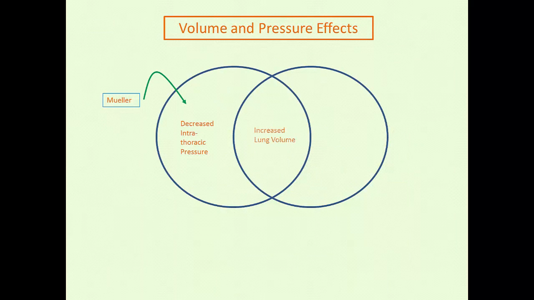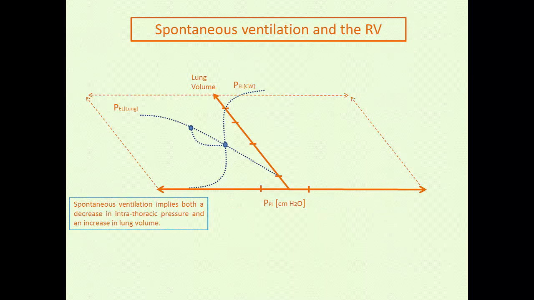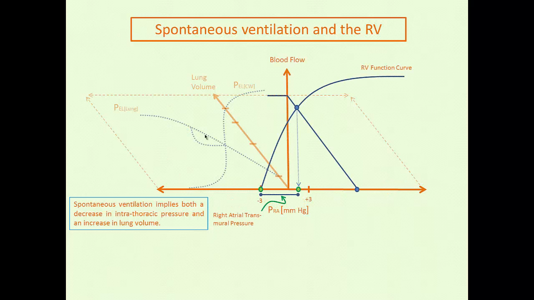So that was talking about the Mueller maneuver, just only a decrease in intrathoracic pressure. If we tack an increase in lung volume on top of that and analyze the effects, well, that's a spontaneous breath. And so looking at spontaneous ventilation in the right ventricle, this implies both a drop in intrathoracic pressure and an increase in lung volume. So looking at this on the Campbell analysis, you're dropping intrathoracic pressure and you're moving further into the page on the z-axis, so that is lung volume is going up. And again, this patient, as I've drawn it here, has normal lung compliance, normal airways resistance, and normal chest wall compliance. And this is gone over in quite detail in Chapter 1.